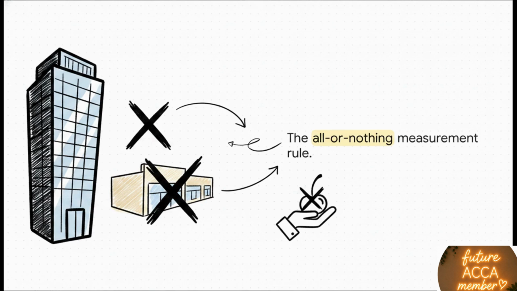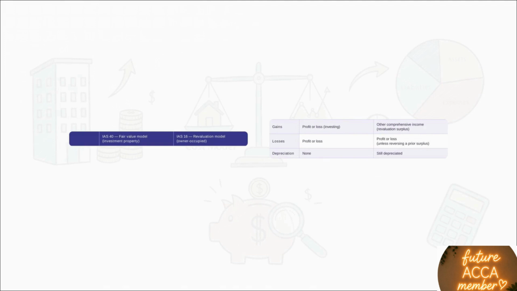You can't just put your spectacular, booming skyscrapers on fair value to look amazing to investors and then hide your struggling, depreciating strip malls on the cost model. It has to be consistent across the board. And guys, this is arguably the single most tested point in the whole chapter: the exact mechanical differences between IAS 40 and IAS 16.